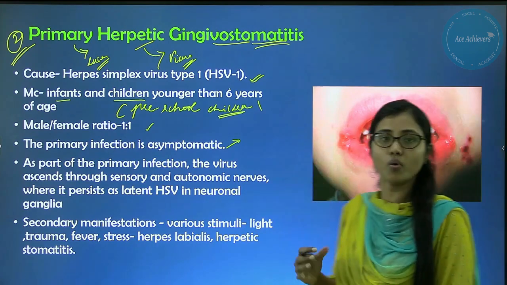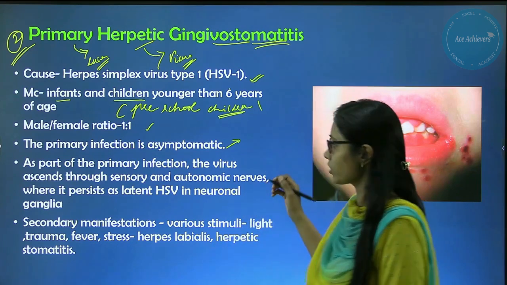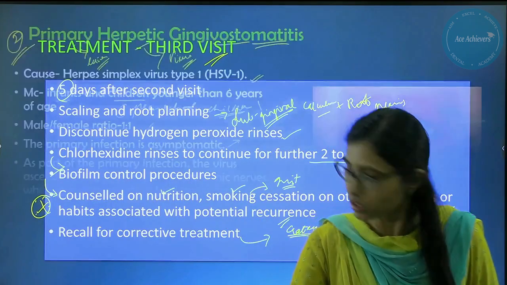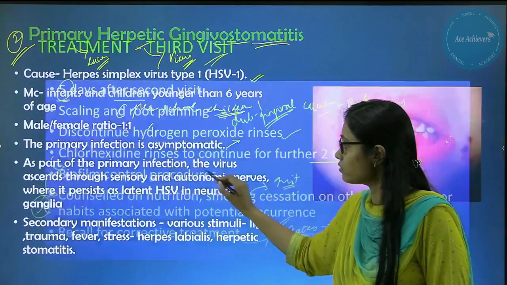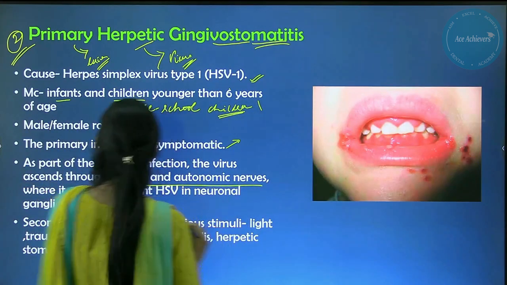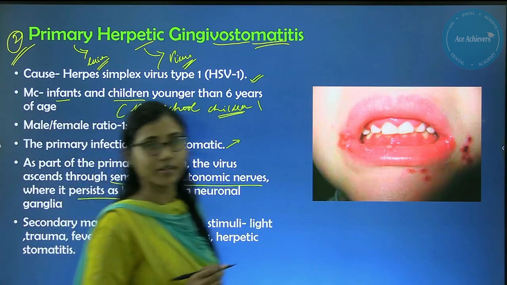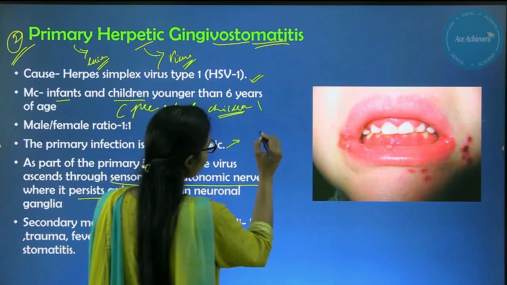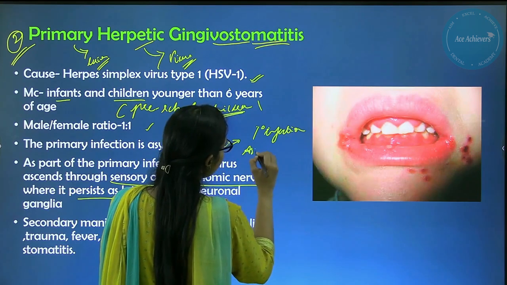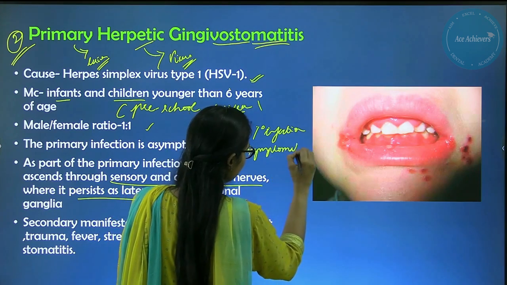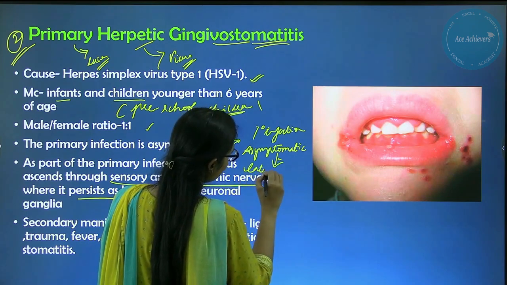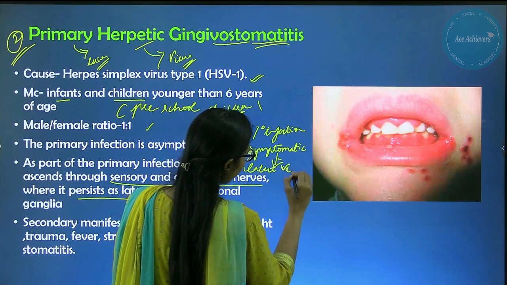Okay, so initially it doesn't show any symptoms, but sometimes what happens is the virus might ascend through your sensory and autonomic nerves and later persist in the ganglia. Okay, so initially it is going to be a primary infection, where it is going to be asymptomatic. Now what happens is the virus is going to be latent.